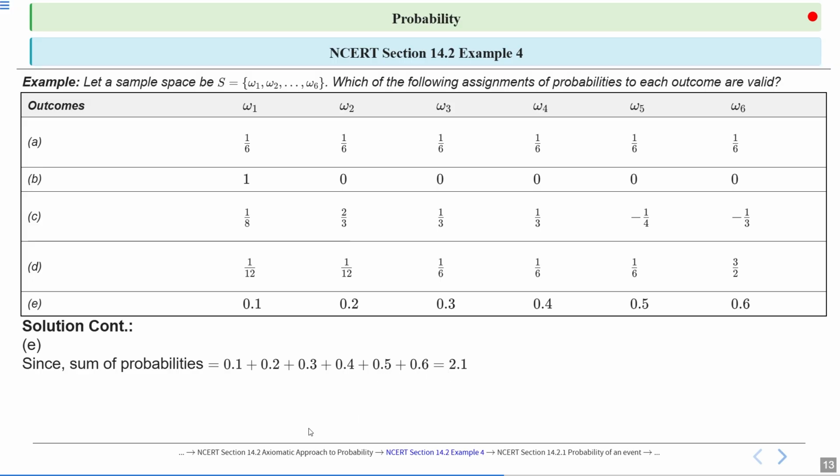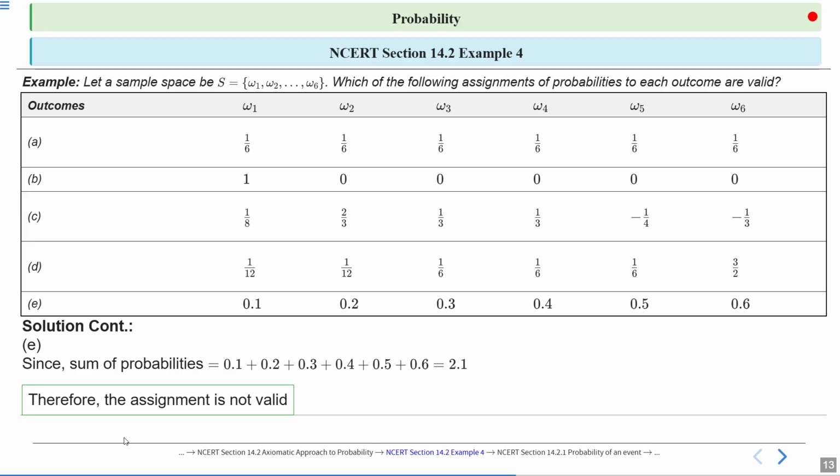So what can we say? Therefore the assignment is not valid. Assignment E is also not valid. So we have seen here that assignment A and assignment B are valid, while assignment C, assignment D, and assignment E are not valid. So two assignments are valid, and the last three assignments are not valid. Students, clear? This is very simple and basic concepts. I hope it is clear to all of you.